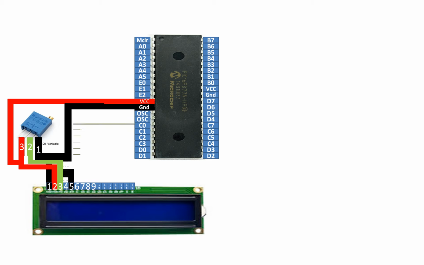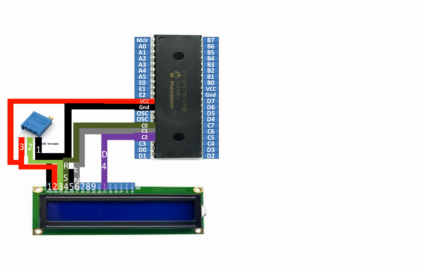Now guys, for the pin number 4, it's a RS pin. You can connect it to any available digital input output pin of the PIC. I'm going to use the pin number 15 of the PIC, that is pin number C0 like this. Now guys, for the pin number 6 of the LCD, that is an enable pin. Again, you can use any available digital input output pin. I'm going to use the pin number C1.